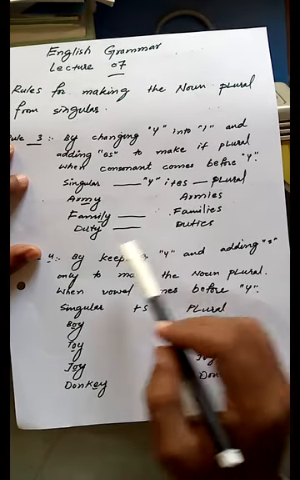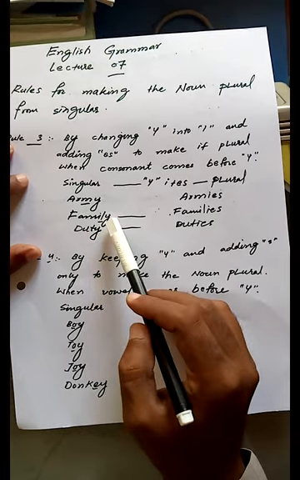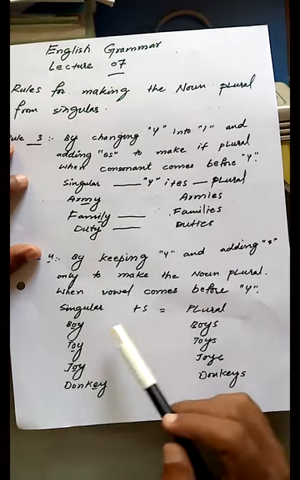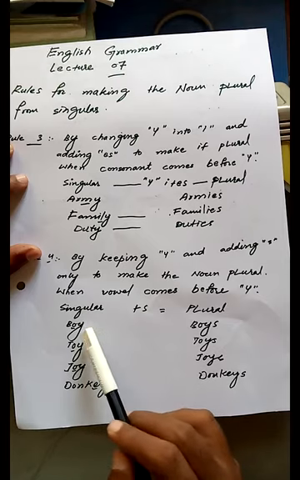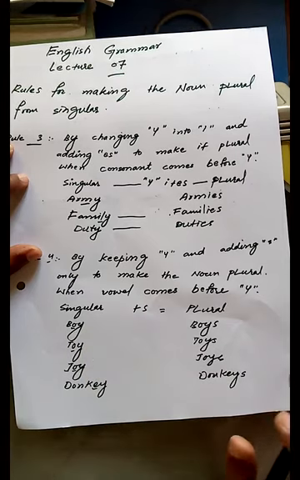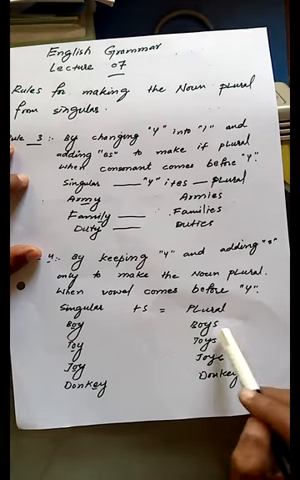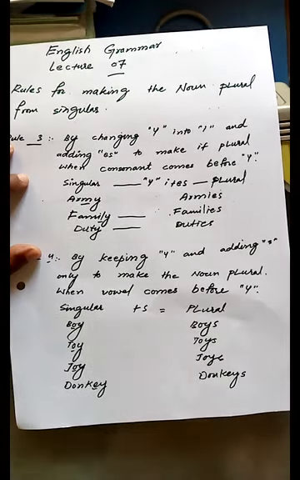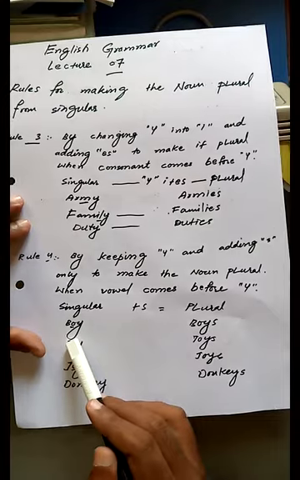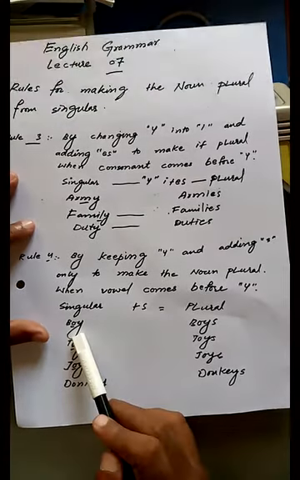When there is a consonant letter before y, the y will be changed into i. But when a vowel is before y, the y will remain y and it will not be changed, and s will be added to make the noun plural. Okay, so as examples are shown to you on the screen, boy.